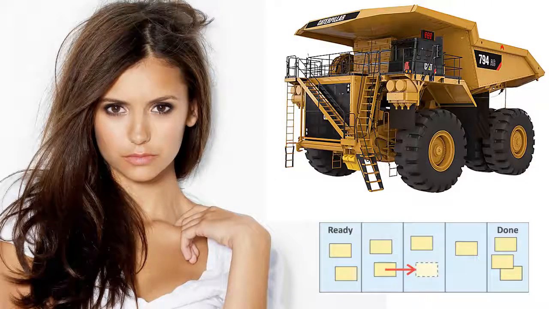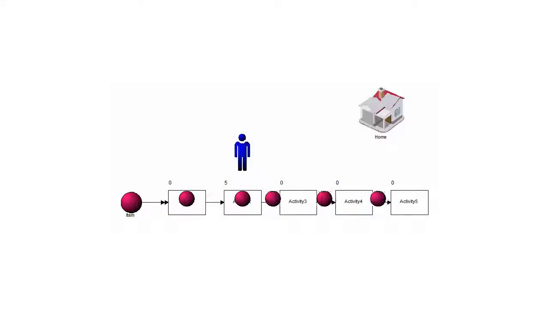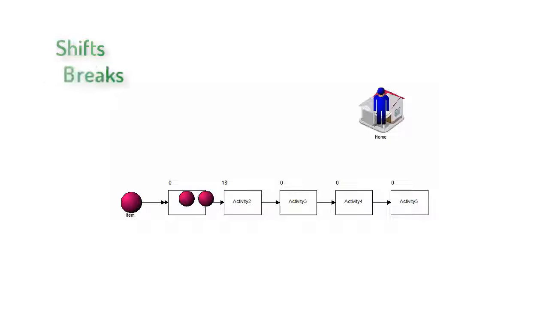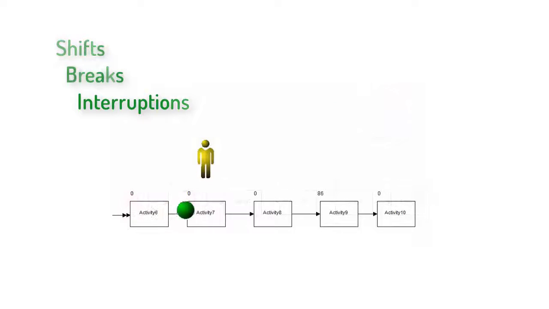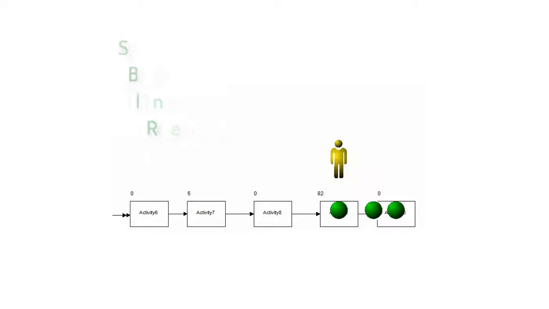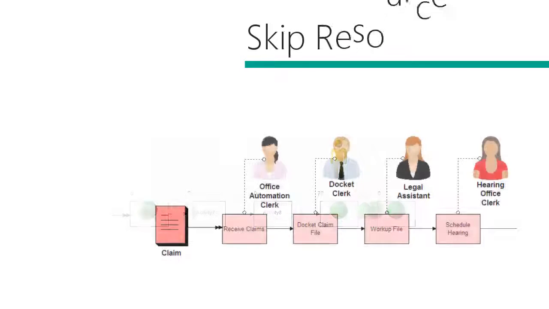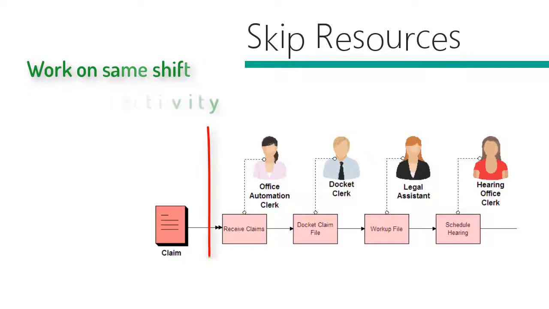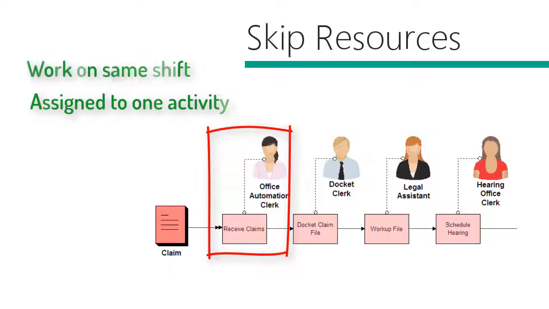A resource can be a person, a piece of equipment, or a device to restrict the access to an area of a model. Using a resource allows representation of limits imposed by the system because of scarcity of that resource. Scarcity is due to the shifts a resource works on, breaks, random interruptions, and splitting time between activities. Use resources when needed. Skip the resources if everyone works on the same shift and if resources perform only one activity.